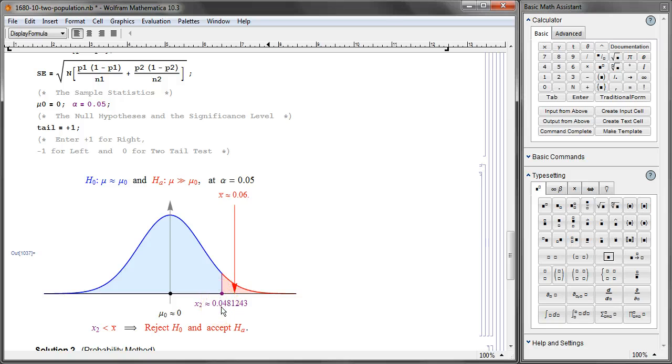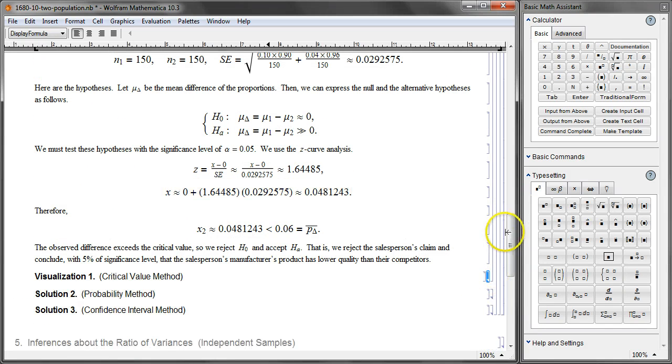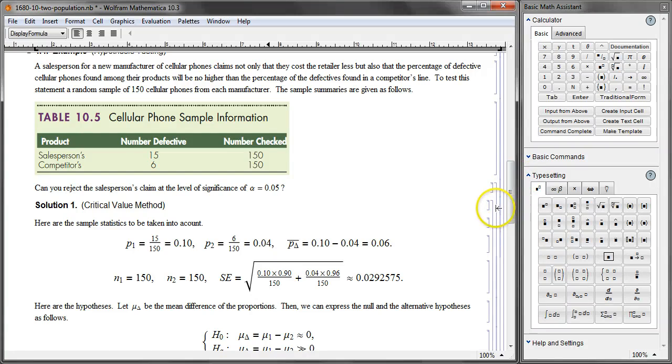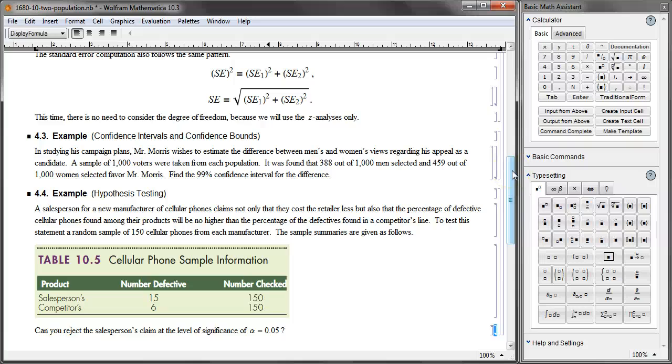And 0.06 is definitely in the red region. It's bigger than the critical point. So is it too far away from the null, or is it close enough to the null? Too far. It's in the red region. So the alternative hypothesis wins. We reject null and accept the alternative hypothesis. In other words, the null hypothesis is just accepting the standing claim in this case by the salesperson. Alternative hypothesis wins, which means more defective.